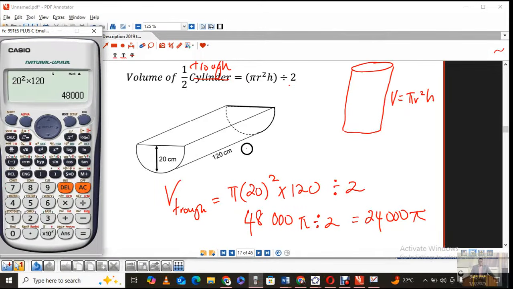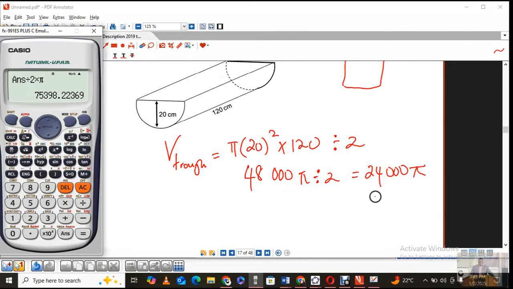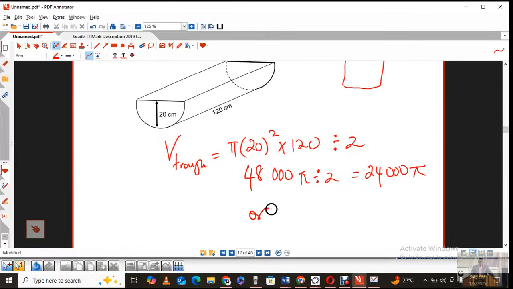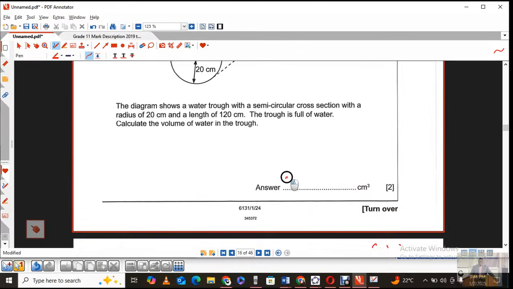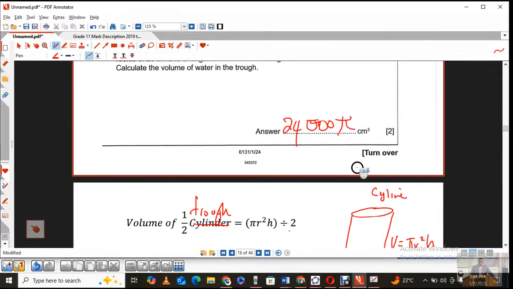You can leave your answer as 24,000 pi, or you can go ahead and write 75,400 if you were to give it to 3 significant figures. Okay, that will be the volume. So I'm just going to put this answer over here, and I'm going to leave it as 24,000 pi. It's an exact answer anyway.